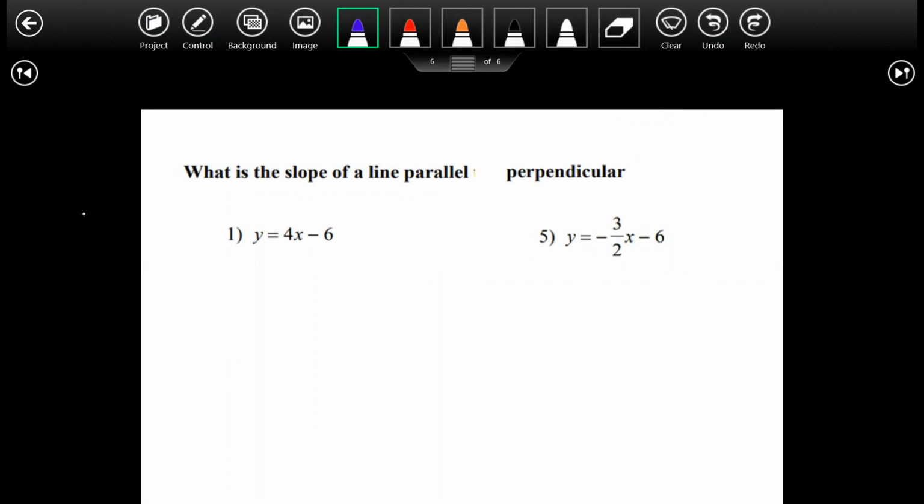Now, parallel and perpendicular lines. For them to be parallel, we need both slopes to be the exact same. So M1 is just going to equal M2, or slope 1 should equal the next parallel slope. Perpendicular is slightly different.